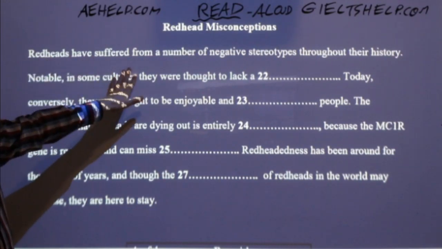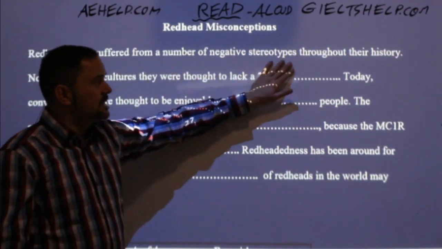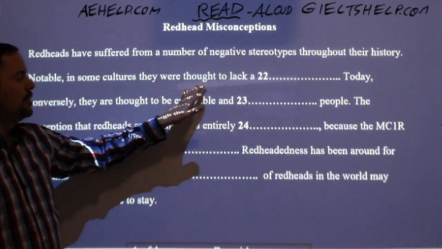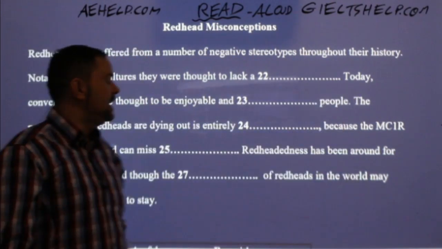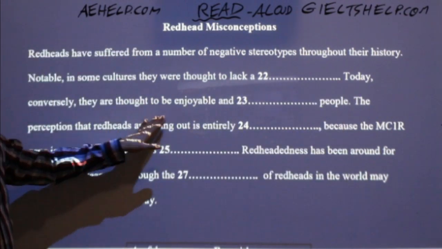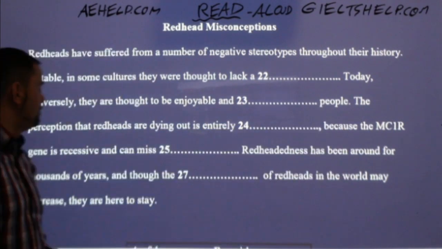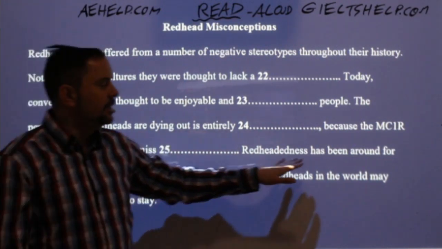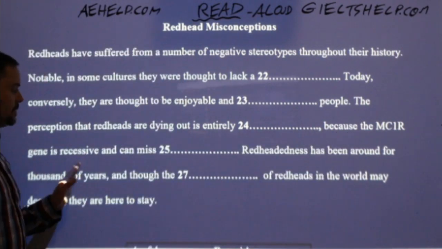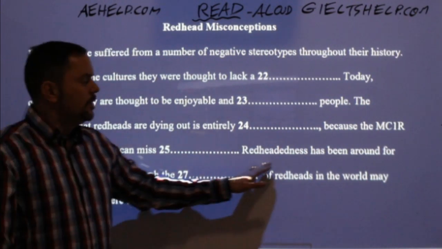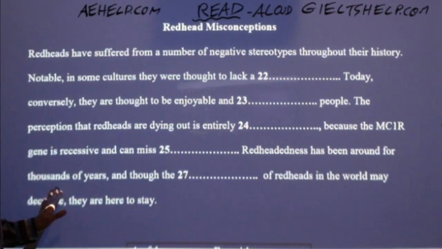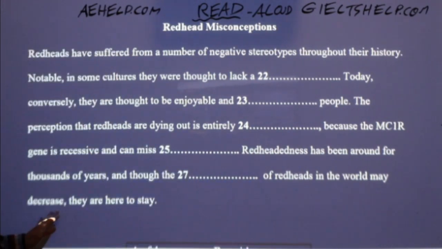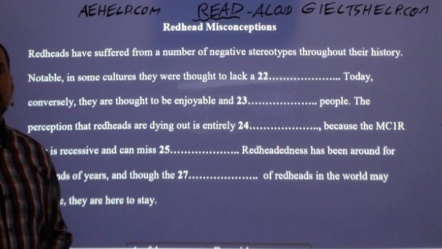Redheads have suffered from a number of negative stereotypes throughout their history. Notable in some cultures, they were thought to lack a... Today, conversely, they are thought to be enjoyable and something people... The perception that redheads are dying out is entirely because the MC1R gene is recessive and can miss... Redheadedness has been around for thousands of years, and though the something of redheads in the world may decrease, they are here to stay.